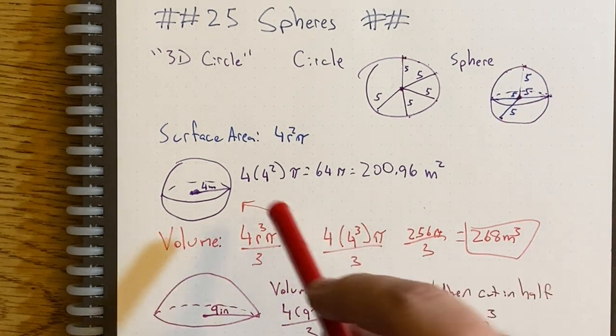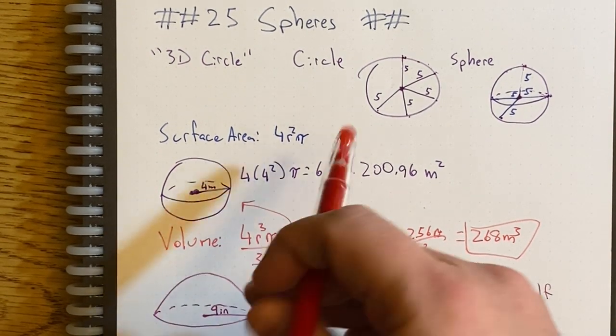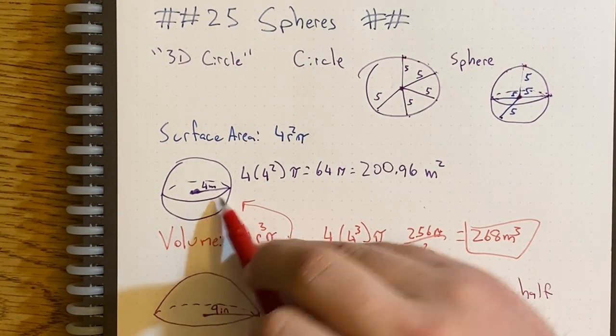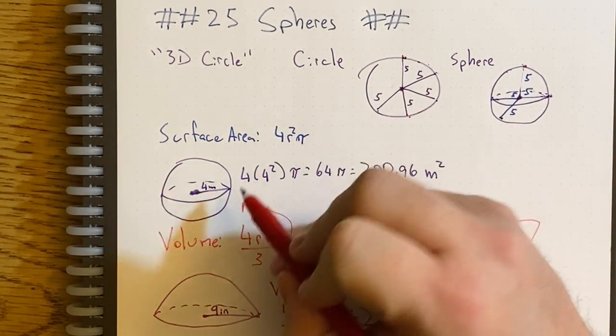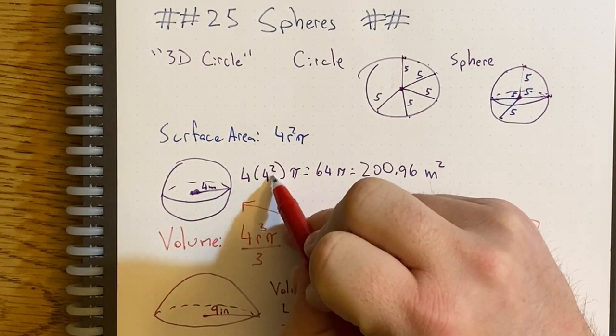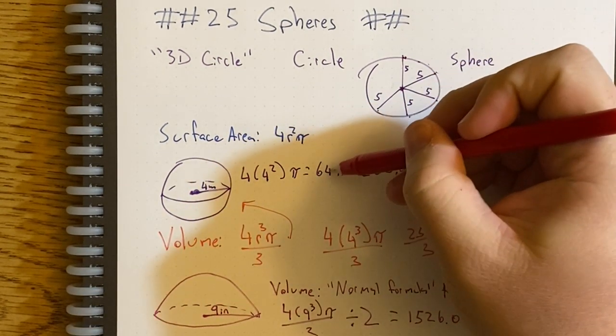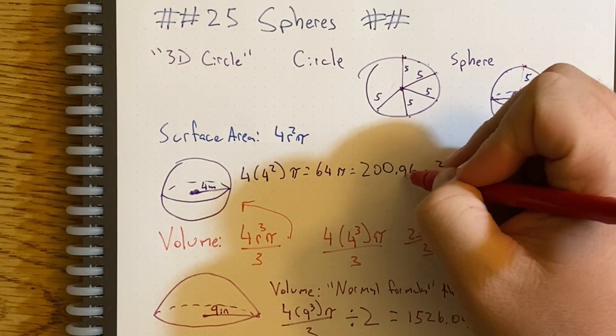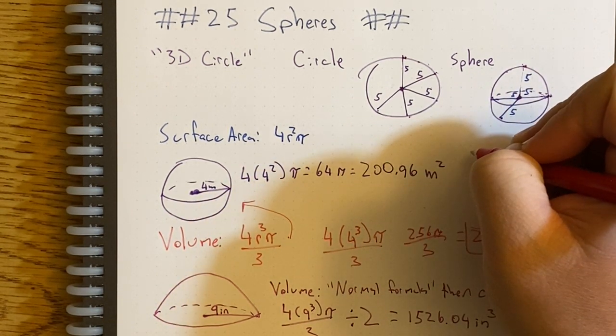So, if I gave you a circle, and by a circle I mean a sphere, with the radius of 4 meters, you would just simply plug it into this formula. 4 radius 4 squared pi, which equals 64 pi, which when I put it into a calculator, I got 200.96 meters squared.